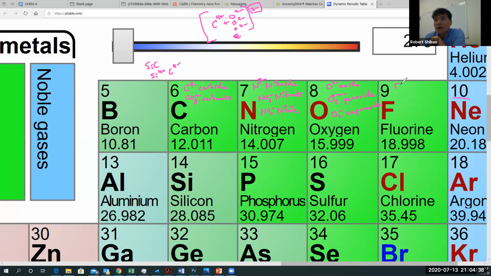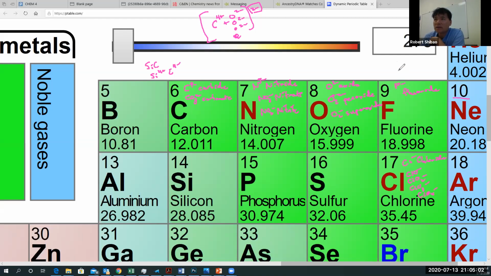Then we have F minus. F minus is pretty much the only one we see for fluorine, and this is fluoride. However, chlorine, we see more. We have chloride, like that. And then we see these ones, ClO minus, ClO2 minus, ClO3 minus, ClO4 minus.